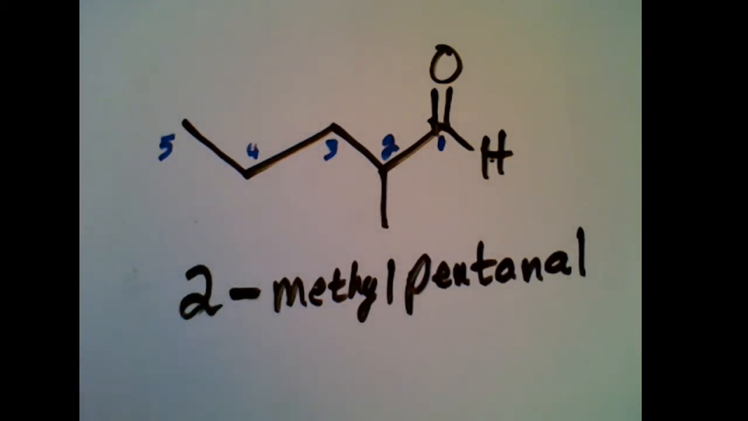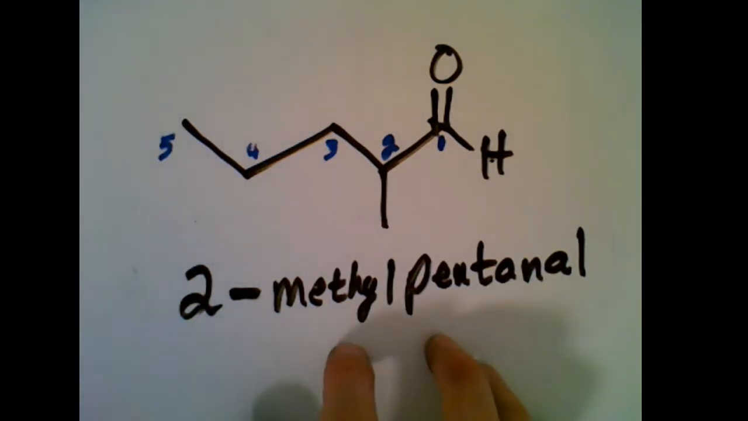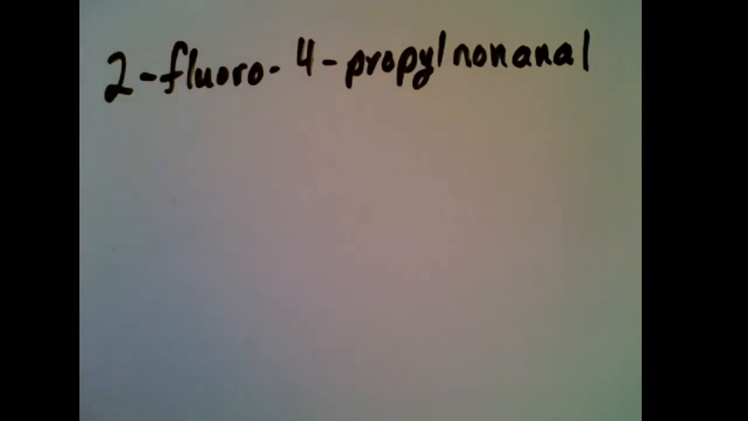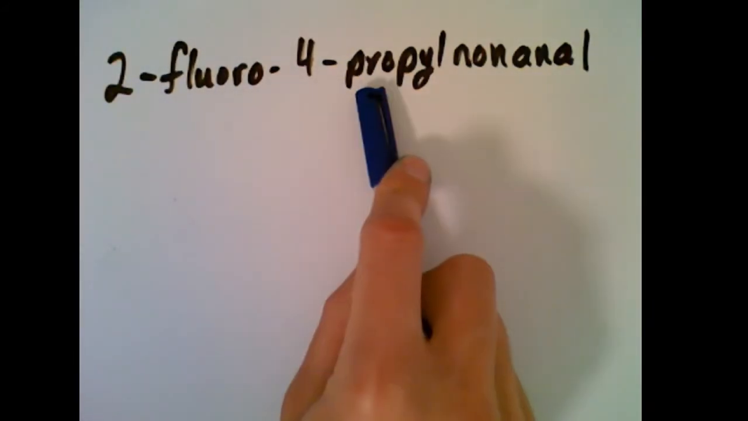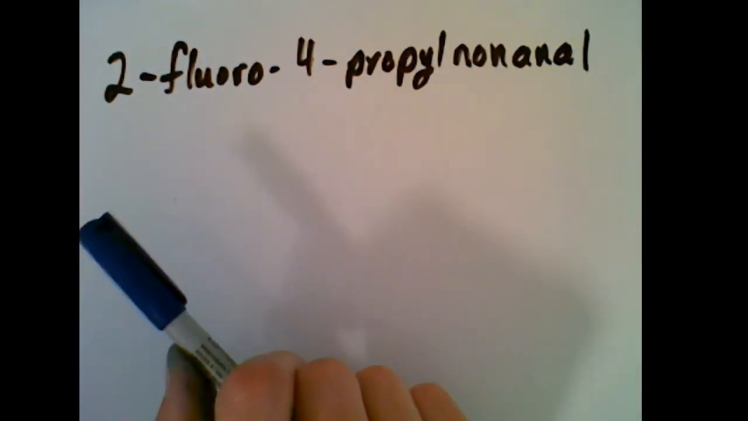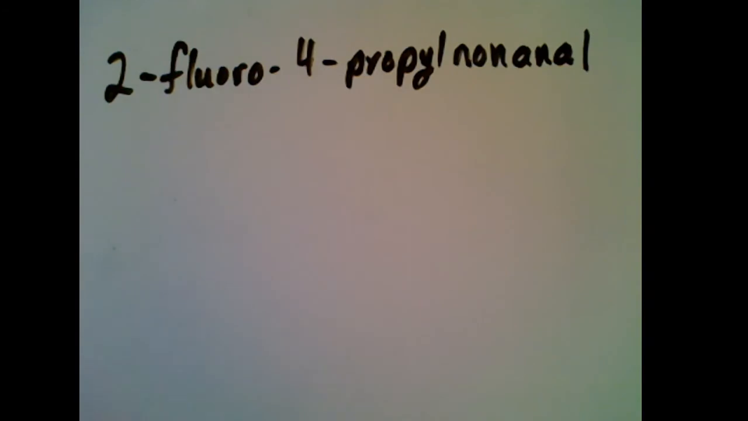Okay, so now that we've done that, how about we try and draw one? So I'll give a name and we'll work through how you would come up with the actual drawing of it together. All right, so here we have a name. We have 2-fluoro-4-propyl-nonenal. So here we are going to break down everything in this name, figure out what it means, and help us understand.